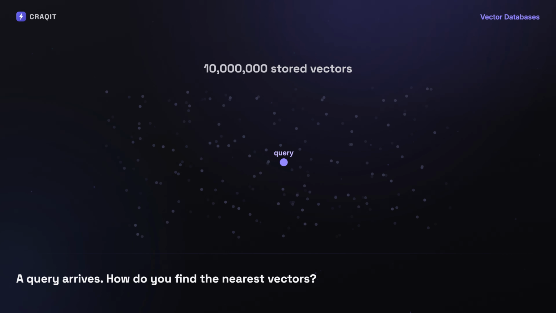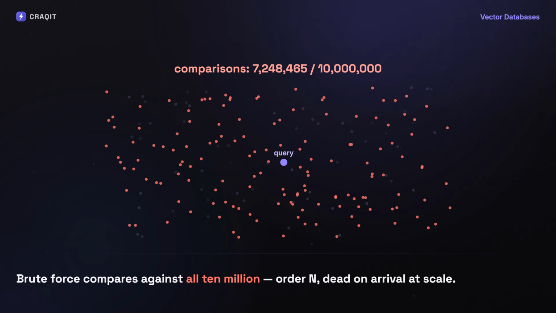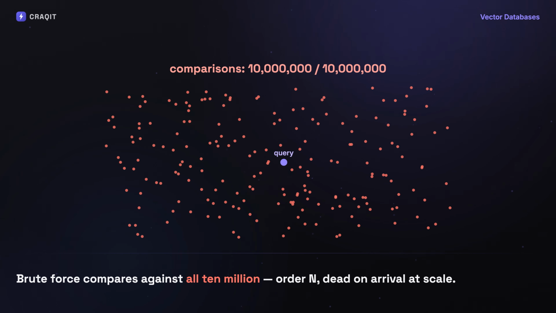Here's the naive answer, and why it's a trap. You have 10 million vectors. A query arrives. Compare it to all 10 million. Keep the closest. That's brute force, and it is perfectly correct. It's also dead on arrival, because comparing against every vector is order n. And at a billion vectors with a 50 millisecond budget, you'd need a small data center for a single query.